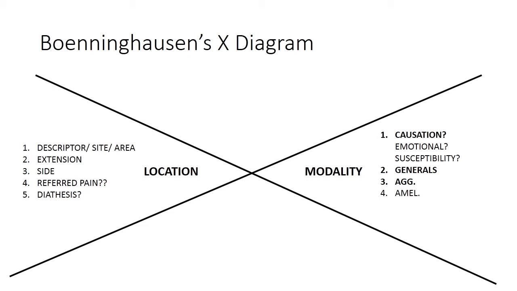Modalities can be emotional in nature. For instance, a death in the family, a divorce, or some other kind of emotional disturbance could have triggered or been the causation of the disease. Susceptibility is another important thing. Is the person more susceptible in winter or in summer? Then of course we have generals, which describe all kinds of modalities including time, location, thermal conditions, etc. What aggravates and what ameliorates, and as we have seen in another video, aggravations are more important than ameliorations.